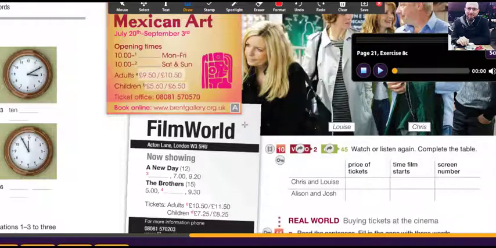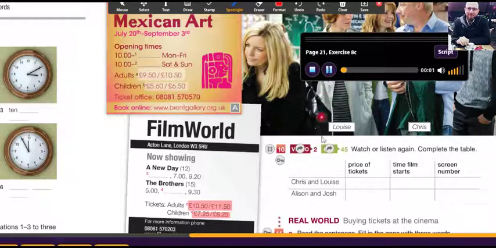Okay, then we'll go here. We have adults again. We have 10 pounds 50 or 11 pounds 50. Children, 7 pounds 25 or 8 pounds 25. So listen and choose the correct price.